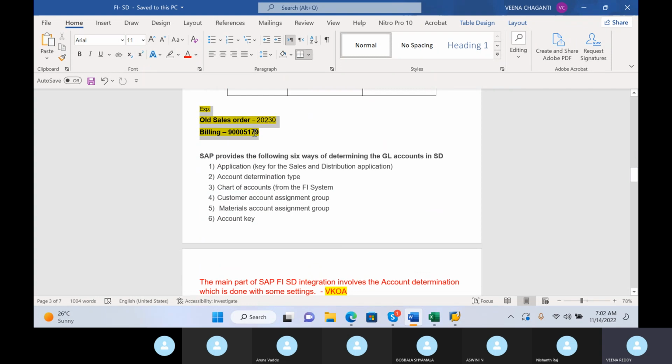These are some examples; I will show them in my system. Okay, one minute.